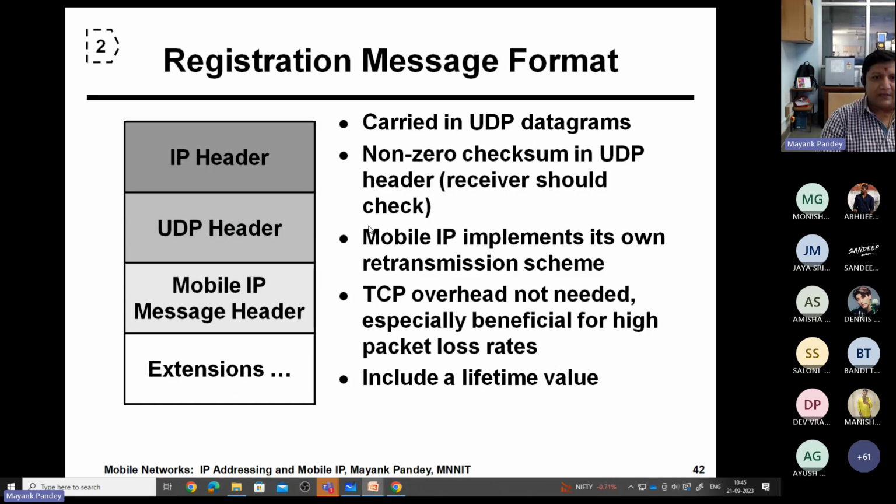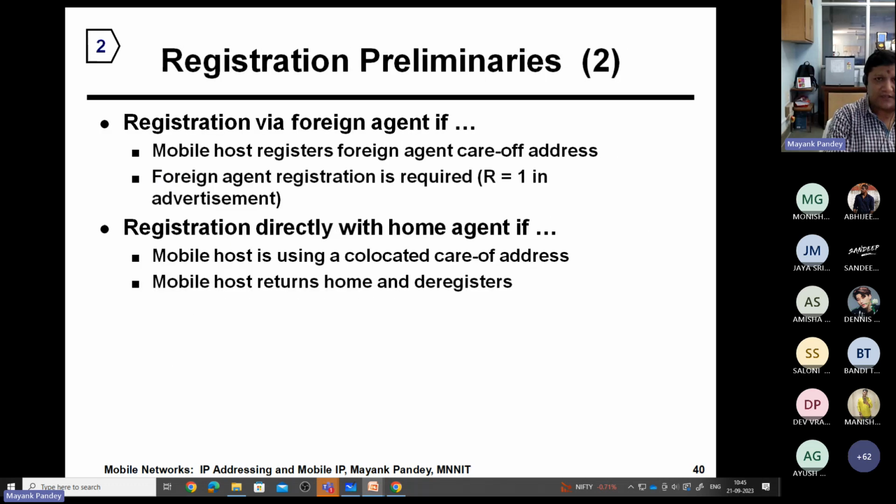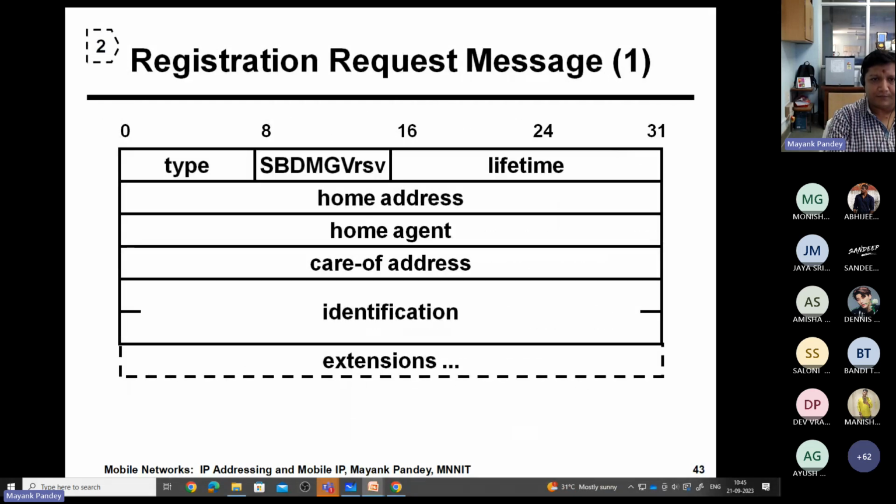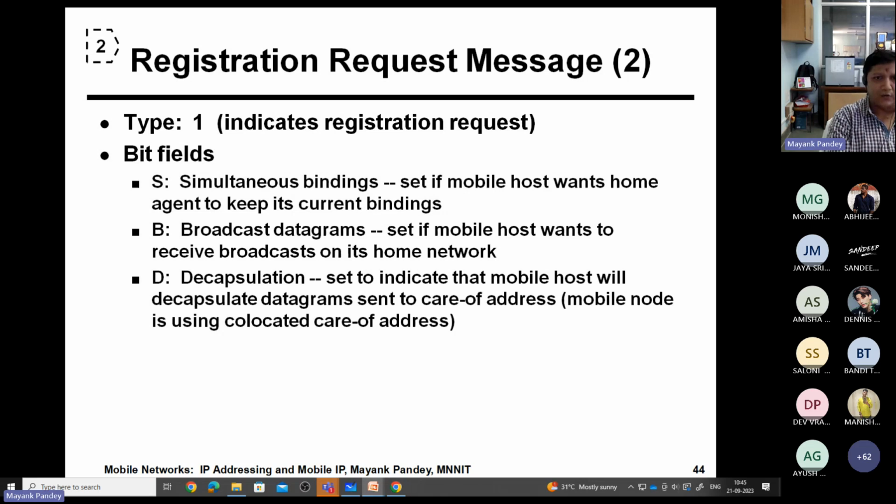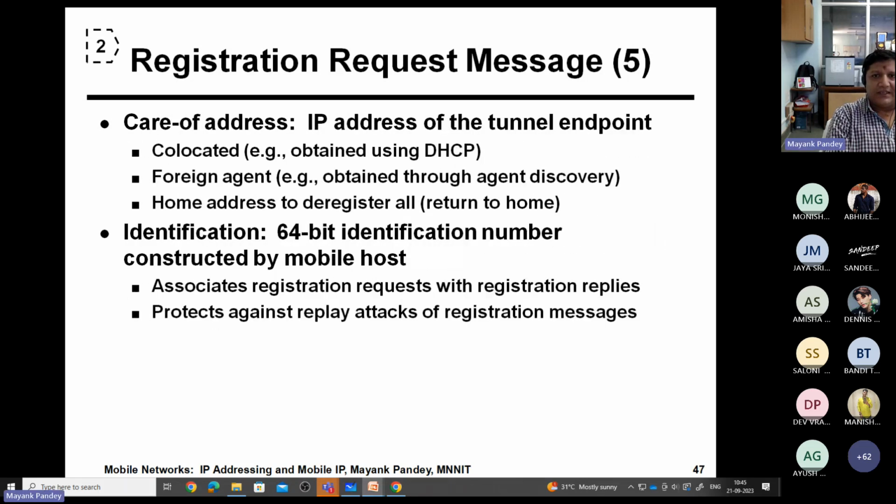How it is done? It is done using UDP. A registration message which are encapsulated within UDP, which is encapsulated within IP. So this is regarding the registration of mobile node. Details we'll be seeing later on.